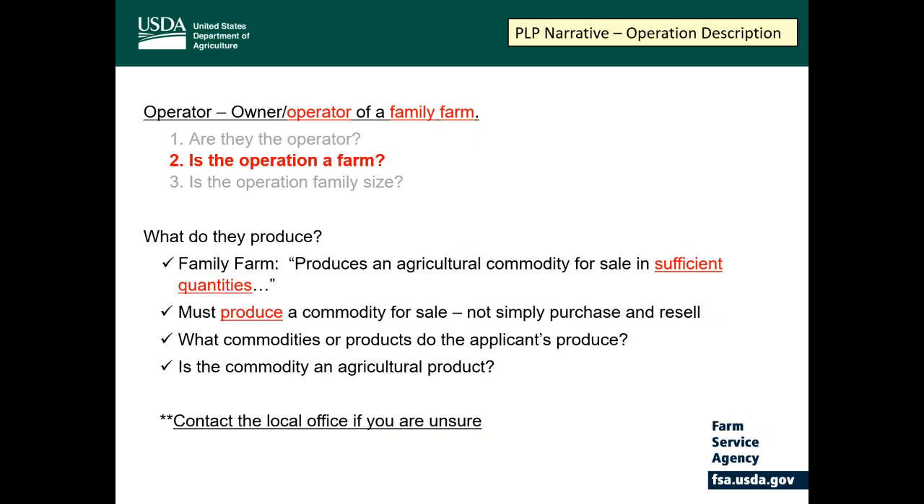What commodities or products do they produce, and is the commodity an agricultural product? Most of the applications we get, it's going to be pretty obvious: corn, beans, wheat, cattle, hogs, or poultry. But we do run into some unusual things, and the best thing I can tell you is if you have something you're unsure of, that'd be a great time to call the local office before you get started on the application and run it by them.